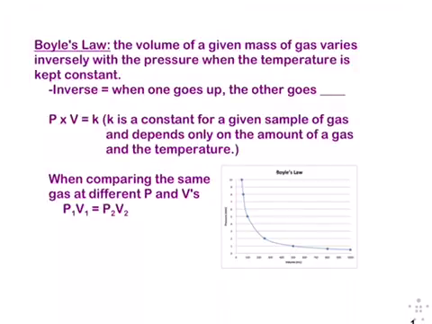So the first nerd is Boyle. He developed this law that says the volume of a given mass of gas varies inversely with the pressure when the temperature is kept constant. Inverse means when something goes up, the other thing goes down.